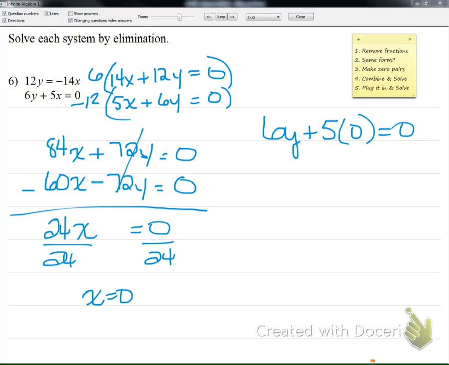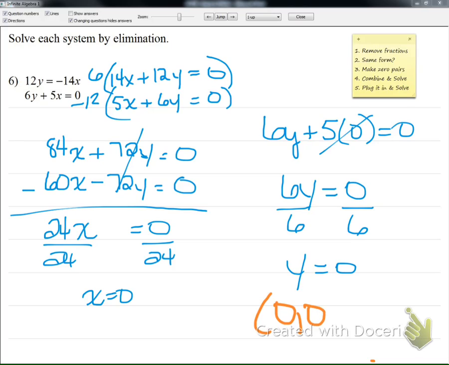Okay, and now I'm solving for y here. That cancels out, so I'm left with 6y is equal to 0. Divide both sides by 6. So y is equal to 0, and that makes our final answer 0, 0. Our two lines must intersect at the origin if it was graphed.